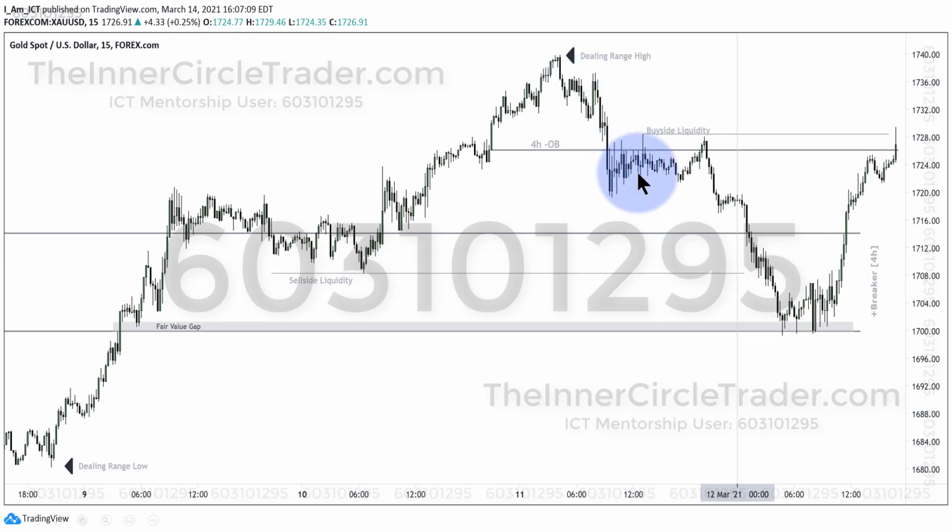Market trades lower, consolidates, creates a buy side liquidity pool prior to dropping down. So this buy here offers a target here. So relative equal highs inside of that 4-hour bearish order block. Let's take a closer look inside of here and get an x-ray view of what price was actually doing.